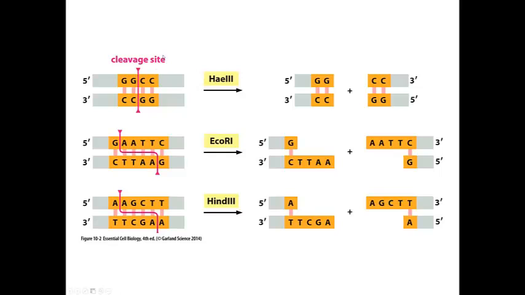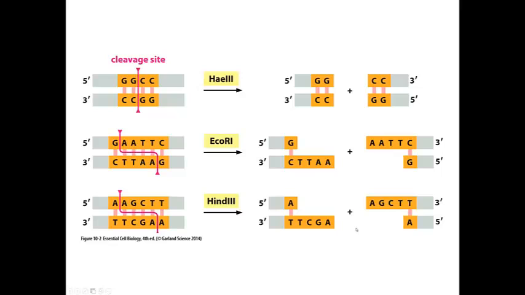And this is just 3 examples of this. So HaeIII will cleave at this GGCC sequence, and it's a blunt end cutter, so it cleaves right in the middle, and these are the products of how it cleaves. EcoRI cleaves this particular sequence. It leaves sticky ends. The TTAA, AATT is what's left over, and HindIII is also an enzyme that leaves sticky ends.